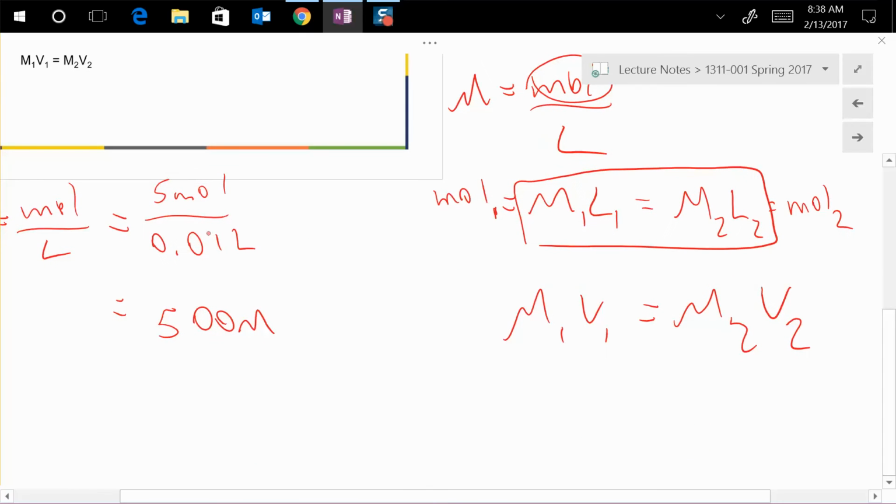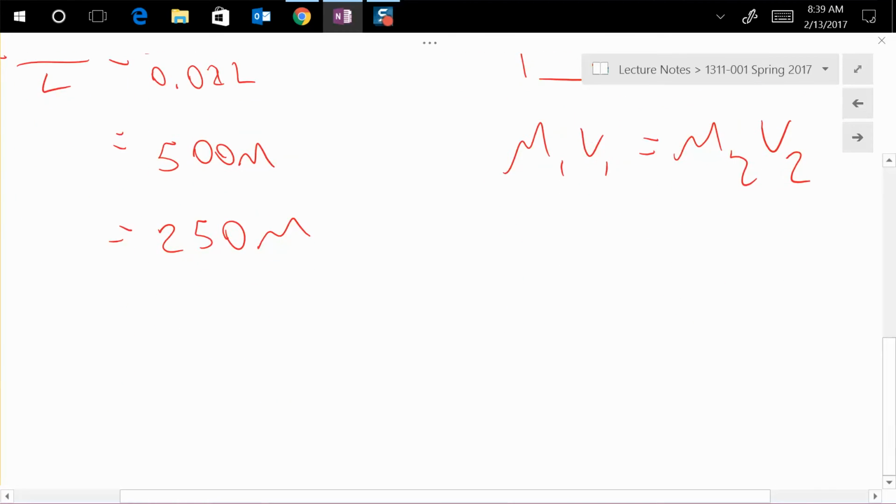And then what would be the concentration of the other one in 20 milliliters? This would be 0.02. What's that? 250. Which exactly should be, because it's exactly half of the initial concentration. Okay, all right. So we have our two molarities.